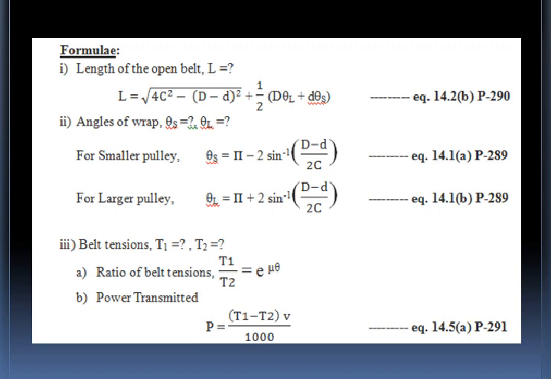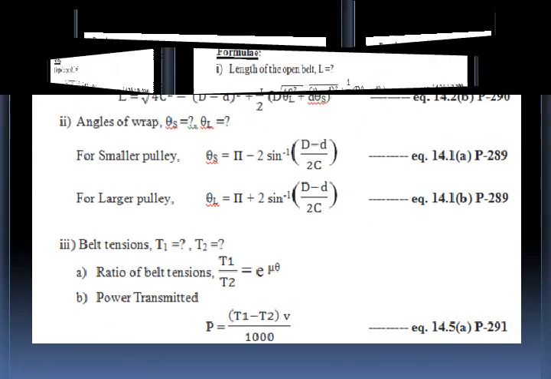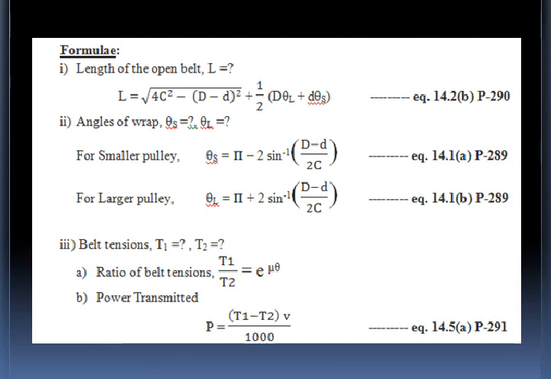Next, belt tensions. We need to find capital T1 and T2. So here I assume T1 as the tight side tension and T2 as the slack side tension. Therefore, for the ratio of belt tensions, we have the fundamental equation T1 by T2 is equal to e raised to mu theta. Next, power transmitted, capital P is equal to (T1 minus T2) into V divided by 1000. This equation we have to use, that is equation number 14.5a, page number 291.